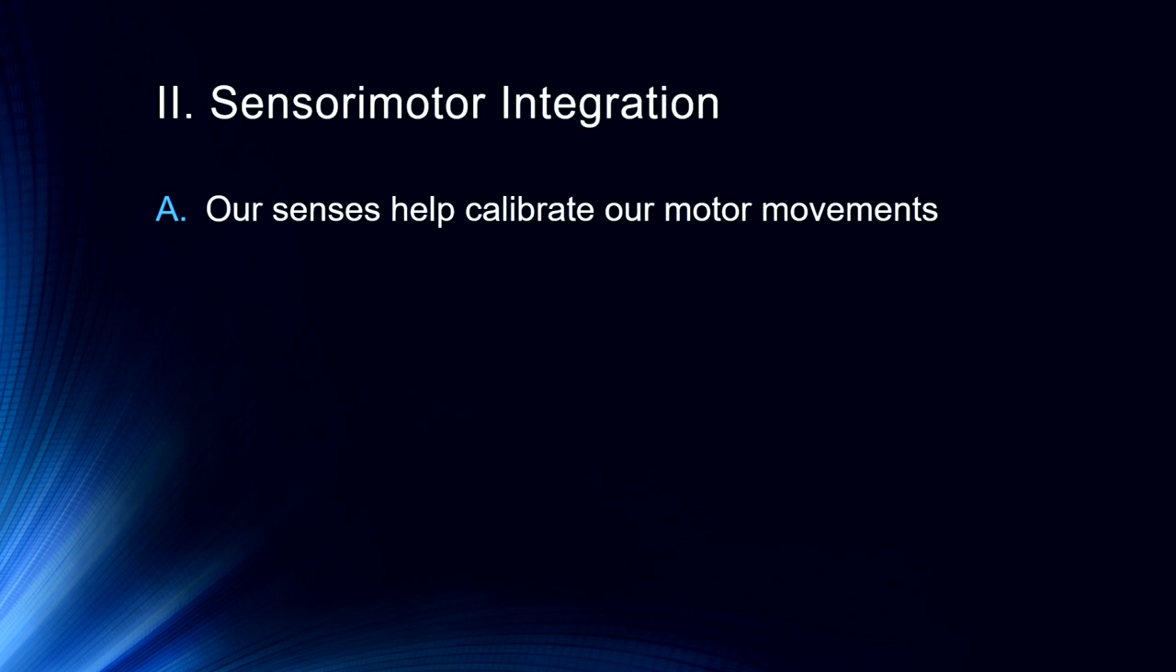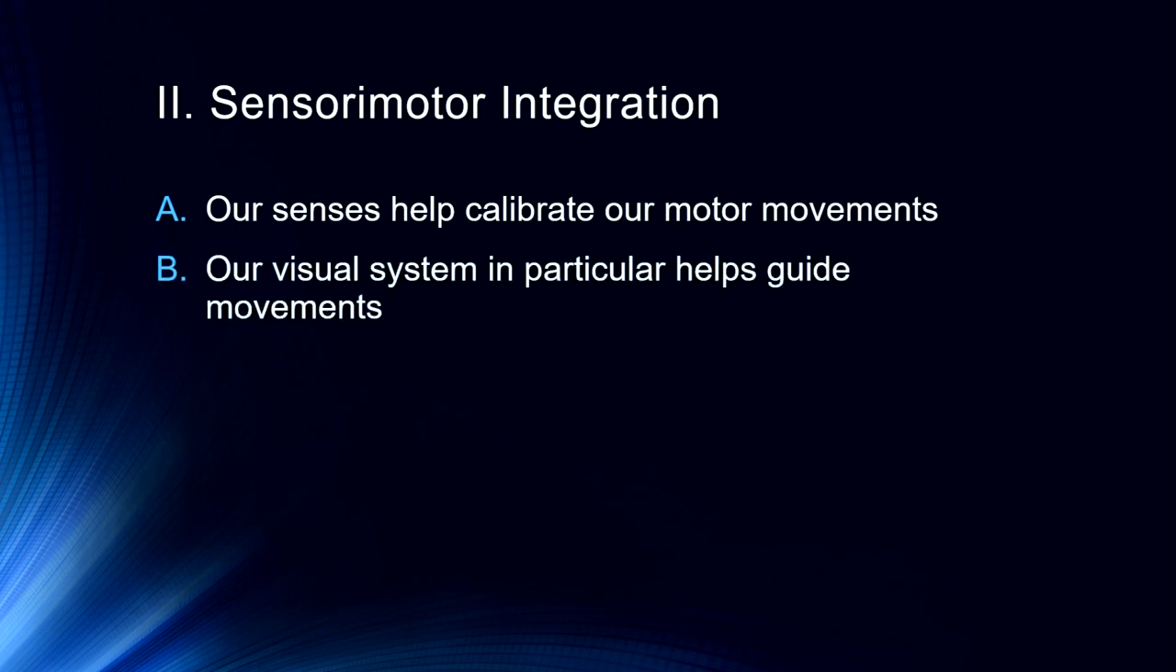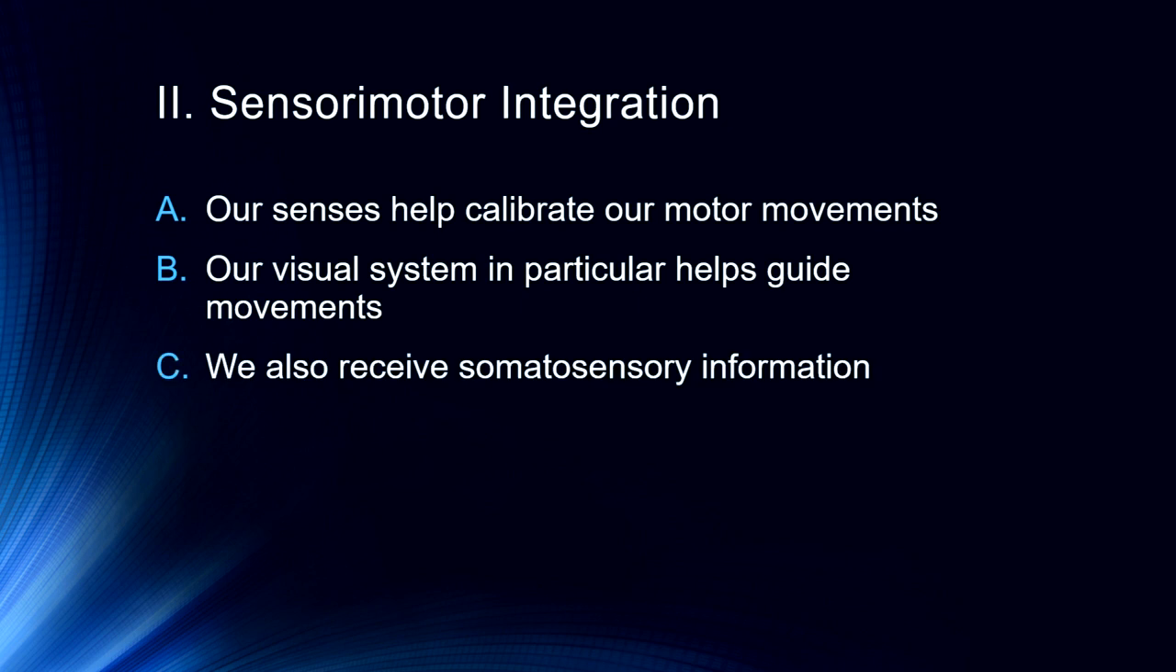So one of the things to understand about human-computer interaction is we're dealing with what we call sensorimotor integration. So our senses help us to calibrate our motor movements. And in fact, it's a fairly complicated set of neural structures that help calibrate our motor movements. Our visual system in particular helps guide our movements. And so Fitt's Law we're going to be talking about is primarily a visual motor interaction type of technology.